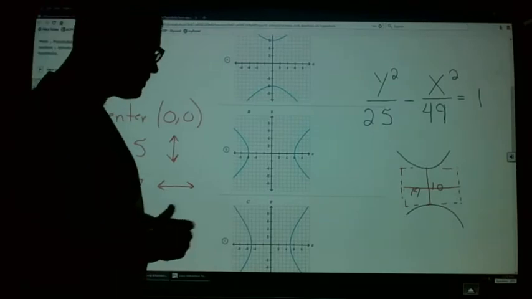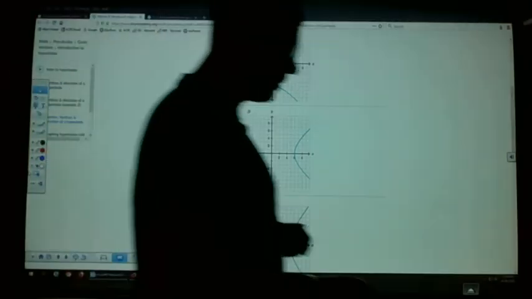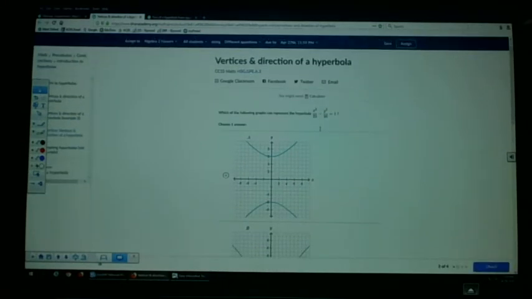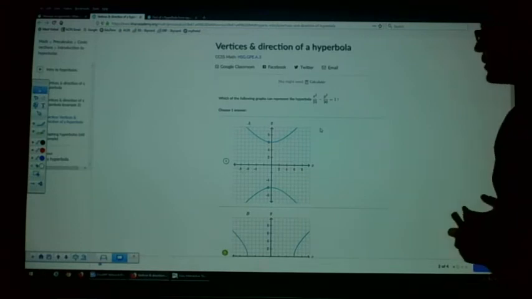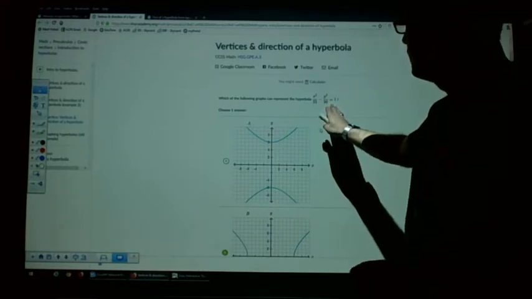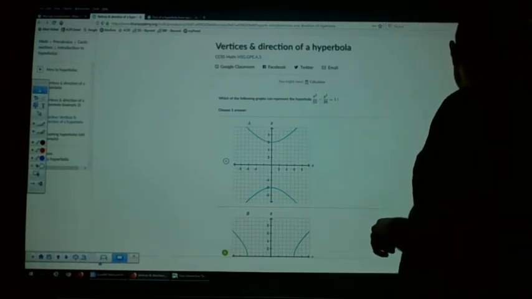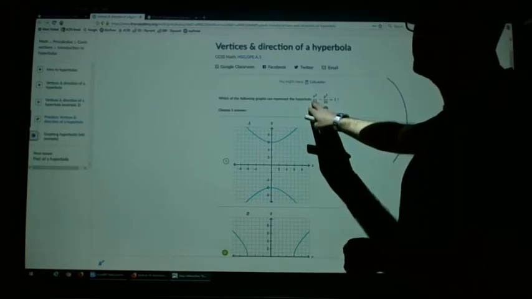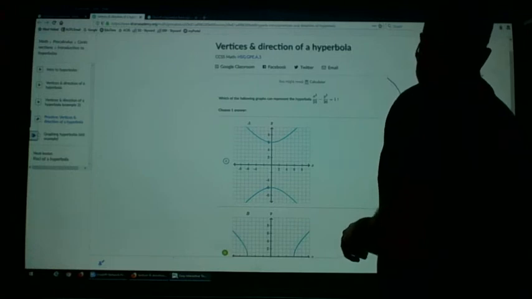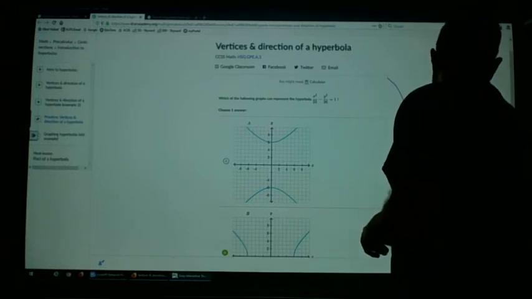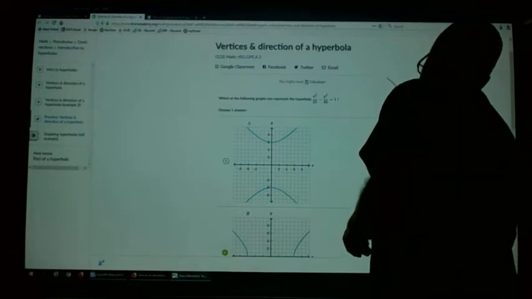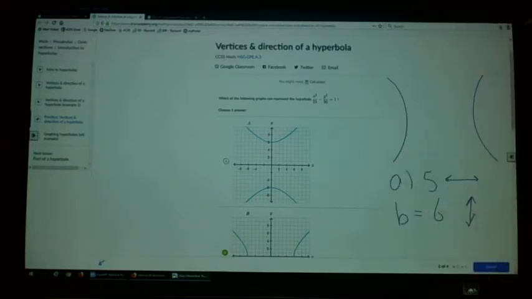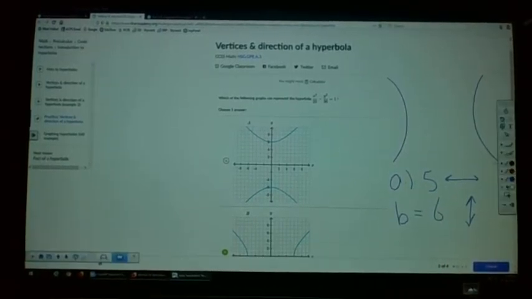Next one. Same type of problem. Match the graph. So we're going to do this one a little quicker. So we have x squared over 25 minus y squared over 36 equals 1. This is a horizontal hyperbola because my x squared is positive, and I know that A is also 5, but it's horizontal this time. B is 6, and it's vertical. So it's going to be a little bit more stretched out. We just need to match up those criteria, those features.